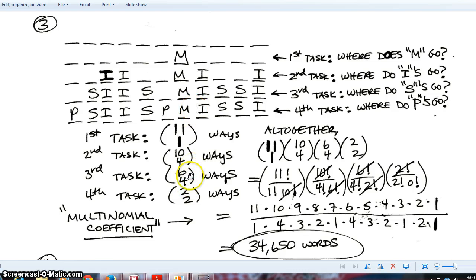And in the P's, well, you're done, because there's 2 places left, and there's the 2 P's, and you have to write them down there. So 2 choose 2, which of course is 1. And so I wrote this down.